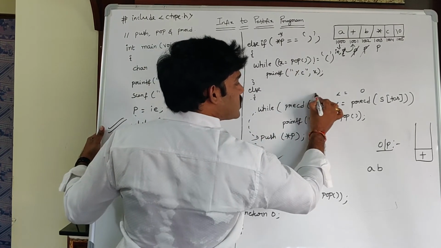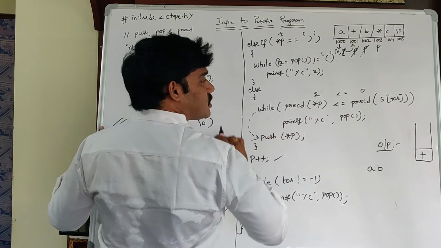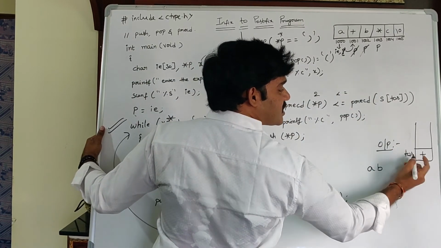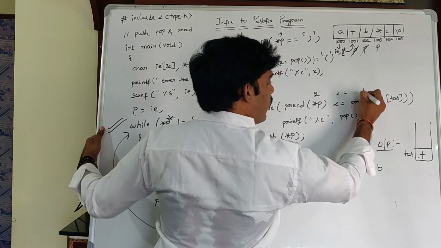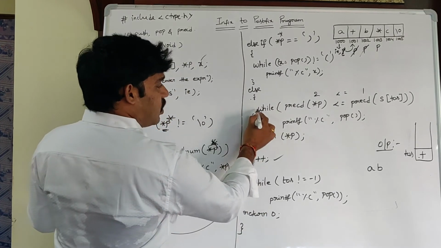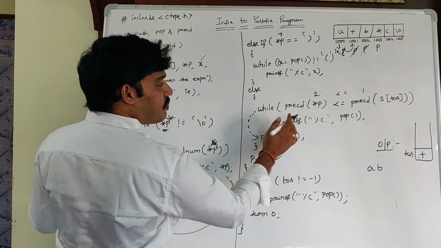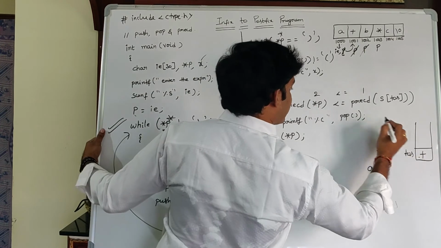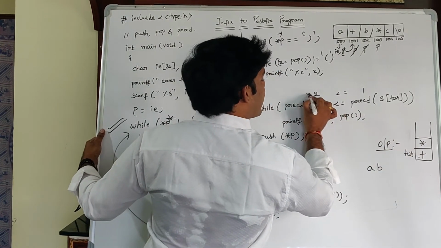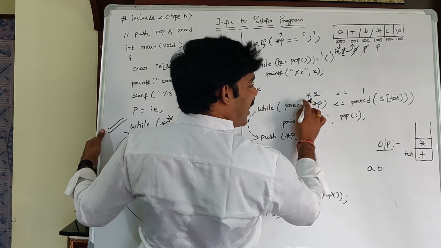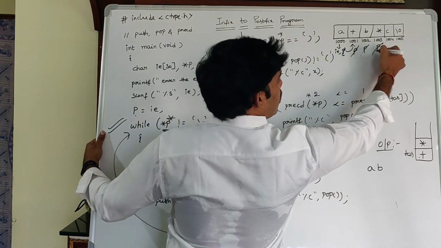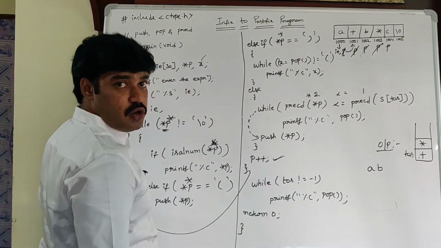What is the precedence of * in my precedence function? It returns 2, and is it less than or equal to the precedence of the top of the stack? What is the top of the stack? Plus, 1. 2 is less than or equal to 1, the condition is false. Coming out of the while, push of *p: push this new operator into the stack, that is *. When the new operator priority is greater than the top of the stack priority, simply push it into the stack. Next, p++, move p to the 1004 memory location.